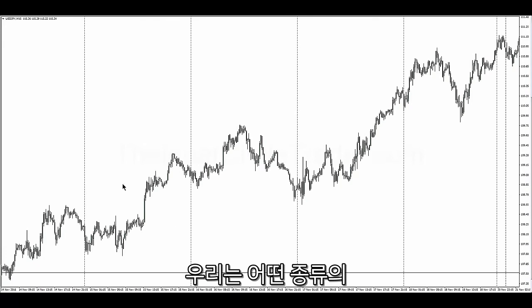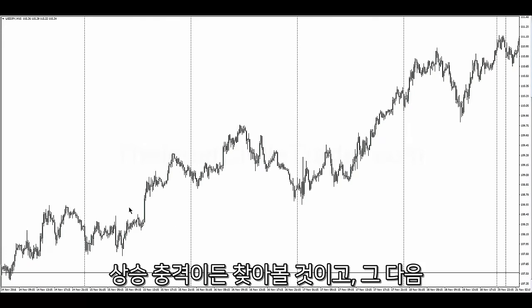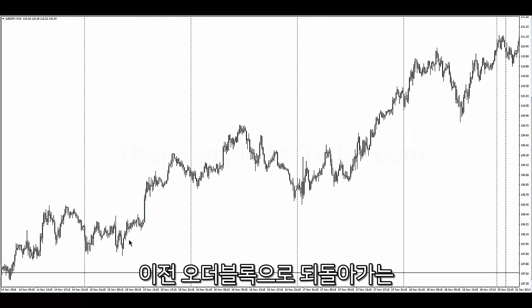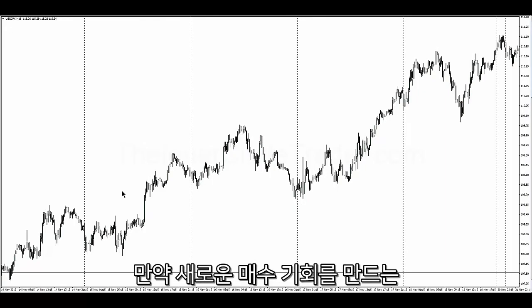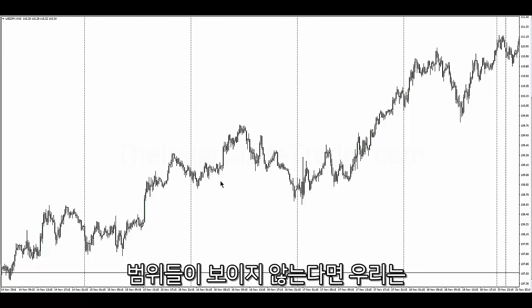we're going to be looking for any type of impulse price swing up, then a retracement back down into a previous order block. If we don't see any ranges that create new buying opportunities, we can target lows.